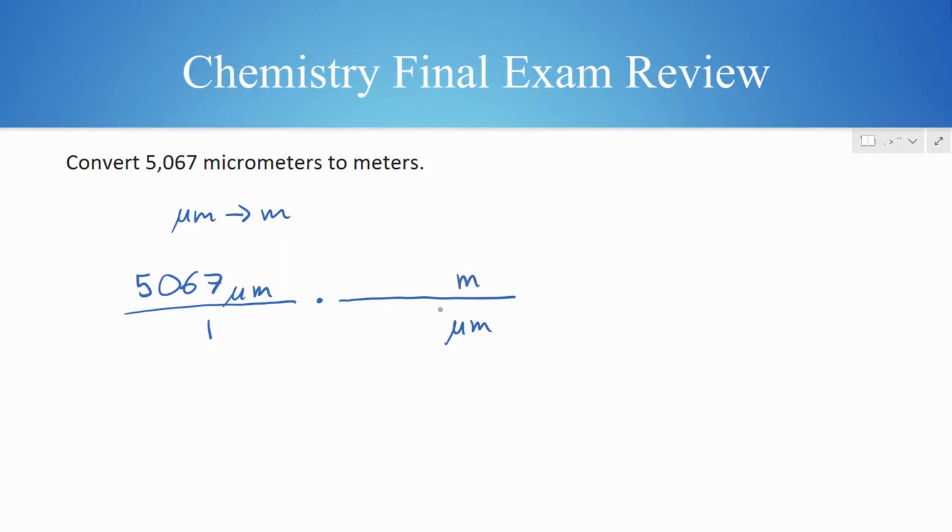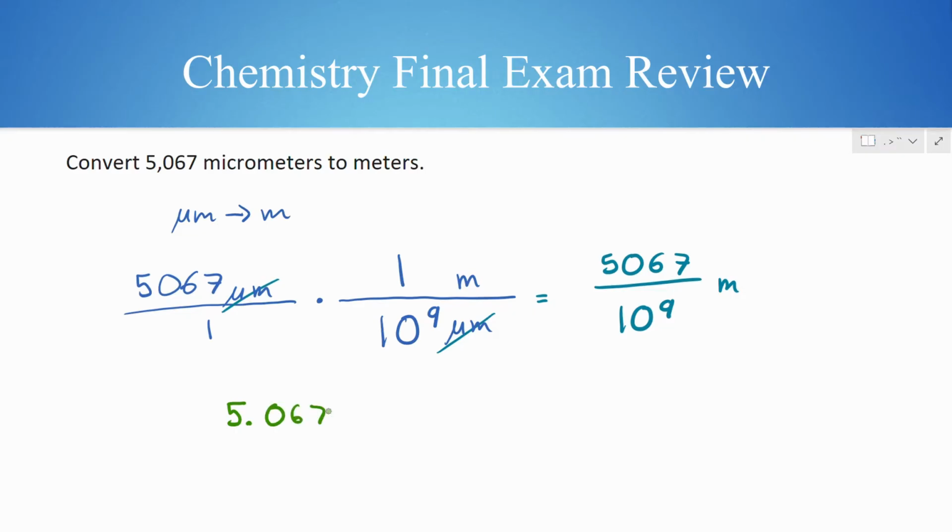Now, in 1 meter, there are 10 to the 9 micrometers. So now micrometers cancel out, and we are left with 5067 divided by 10 to the 9, and this will be meters. The answer is going to be 5.067 times 10 to the negative 6 meters.